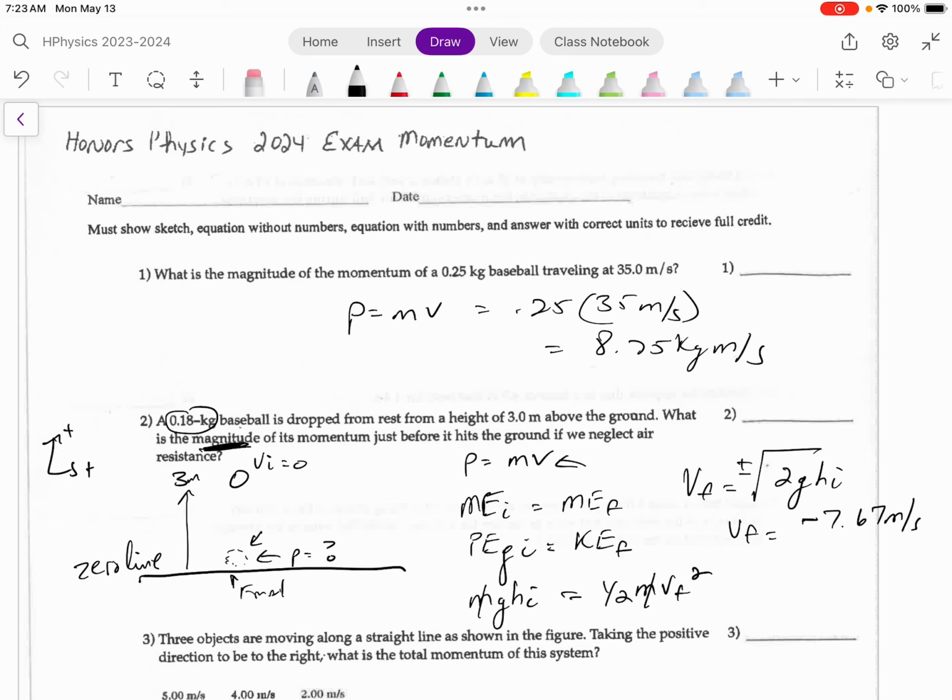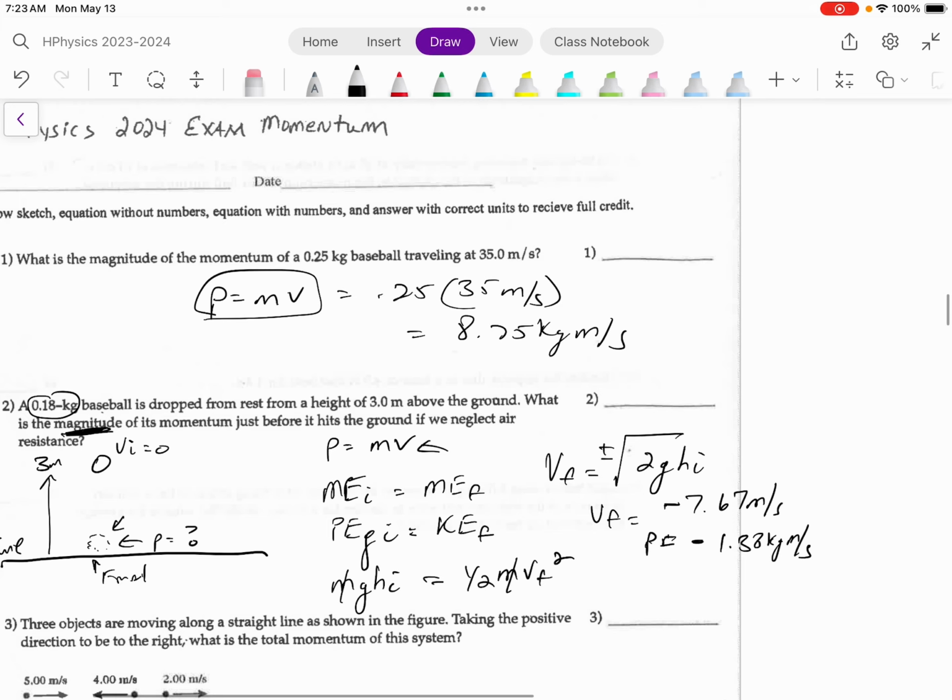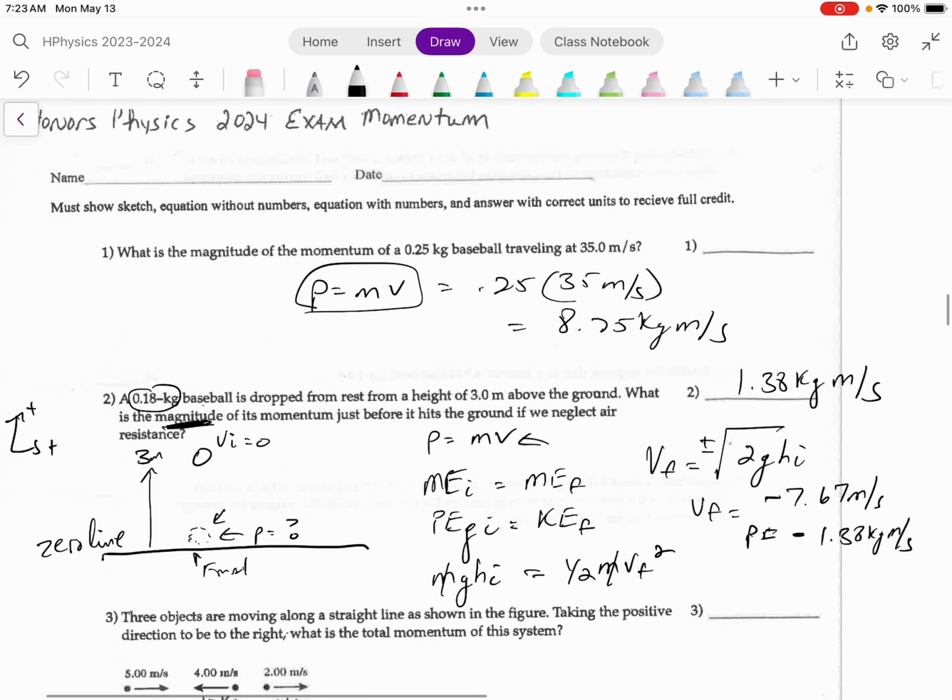So here's my coordinates. Momentum now I can find, and that is equal to negative 1.38 kilogram meters per second. I use the mass times the velocity at the location that I'm interested in. All they wanted was the magnitude, so I can drop my negative.